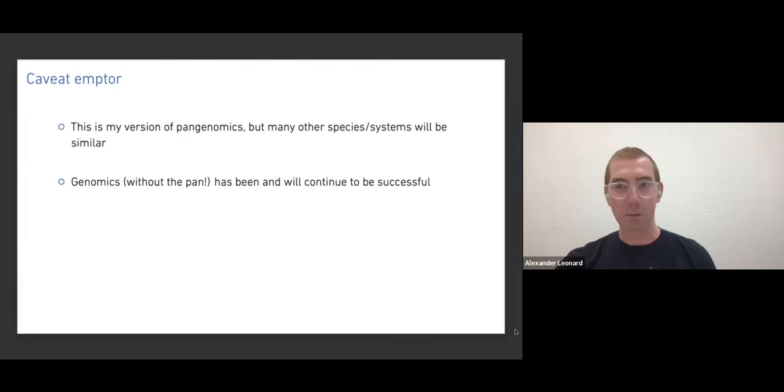Genomics itself, so the linear reference genomics, has been and will continue to be successful. I think pangenomics are great and again are worth exploring. But that's not to say that not using pangenomics is an inferior technique.